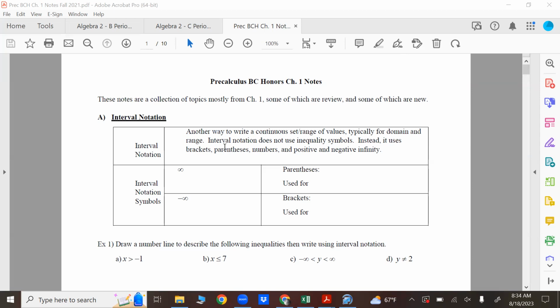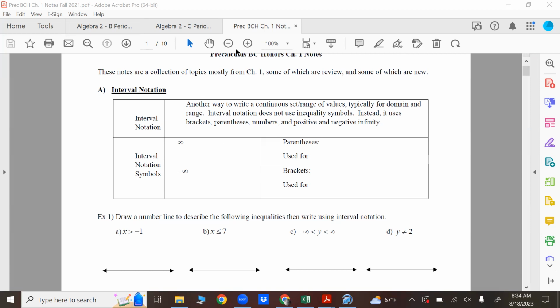So interval notation. You guys should know that when you see, oh, I got to record. Hold on. Here we go. I am recording. Sorry. All right.